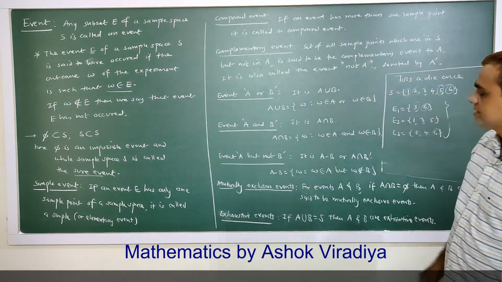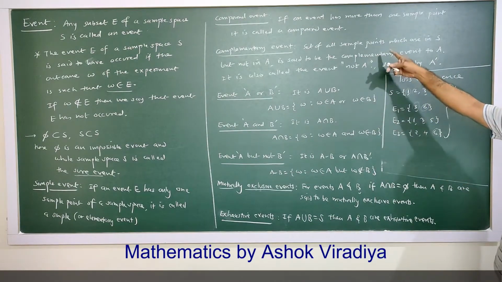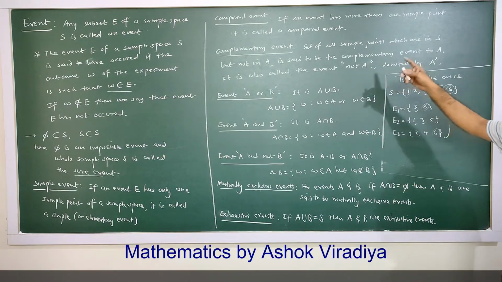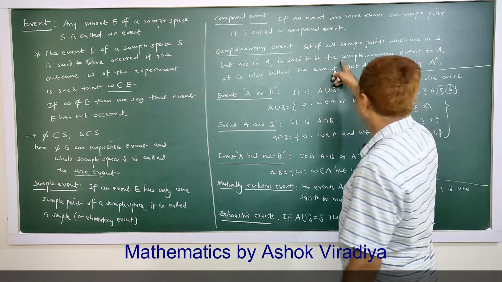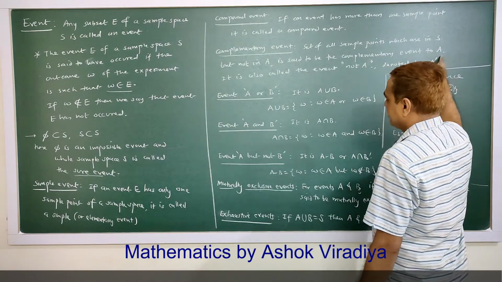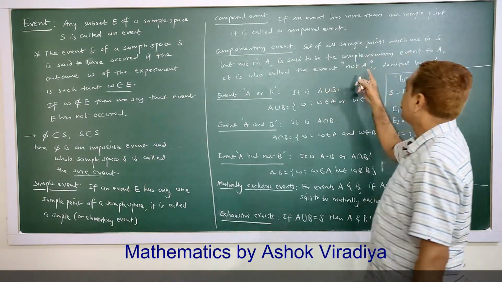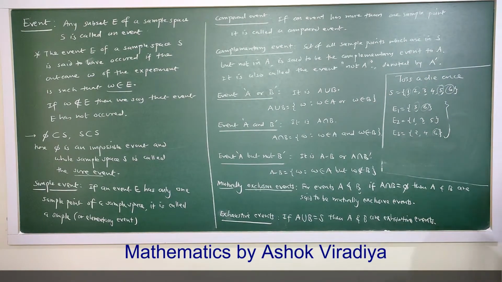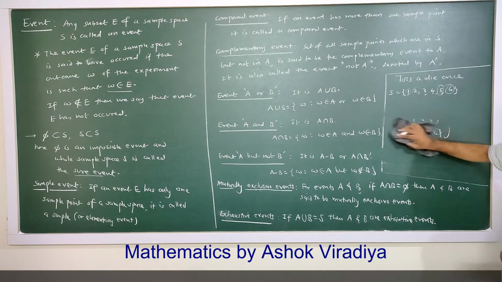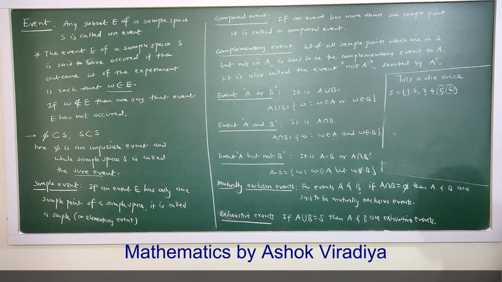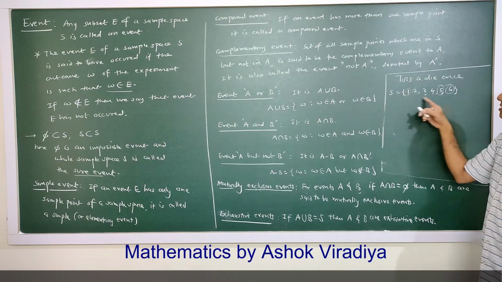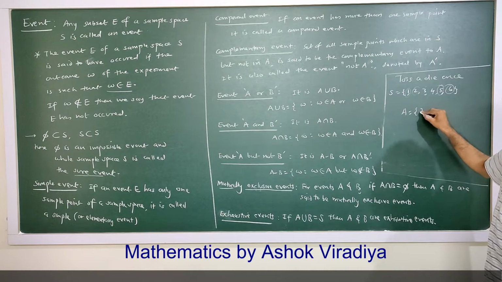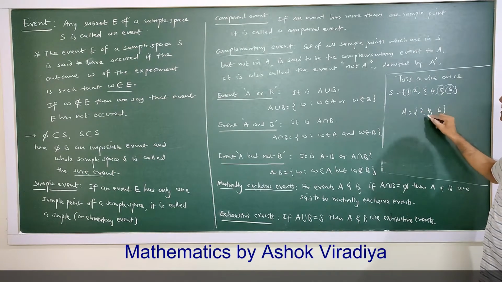Complementary event. The set of all sample points which are in S but not in A is said to be the complementary event to A. It is also called event not A, denoted by A dash. Suppose here, for this experiment, this is the sample space. A is the event containing 2, 4, 6.